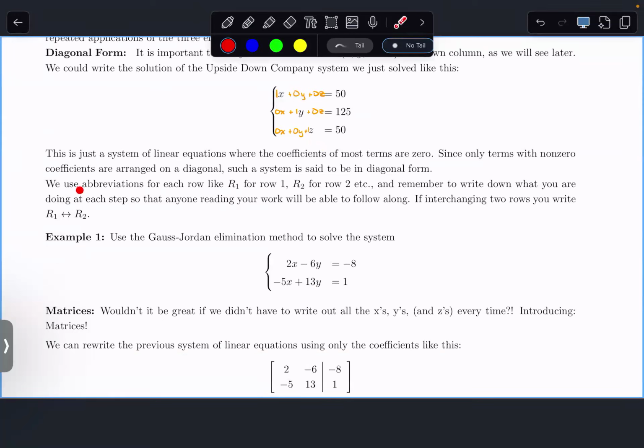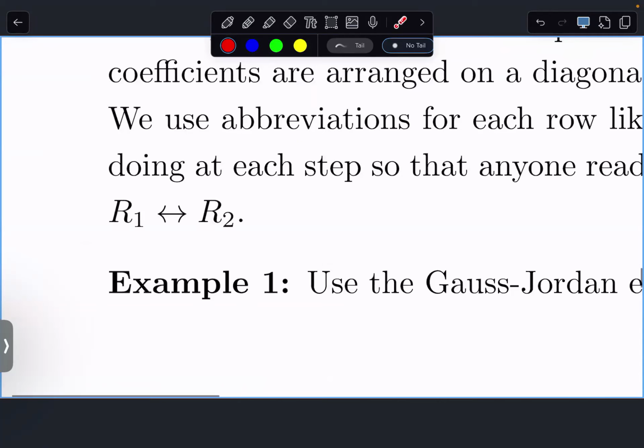To show your work, you're going to use abbreviations for each row, like R1 for row 1, R2 for row 2, et cetera. Just like we did earlier, we gave each equation a number, equation 1, equation 2, equation 3, so they were easier to refer to. Now we're going to work in the system, and I would prefer it if you called them row 1, row 2, row 3. You're going to write down what you're doing at each step. And if you're interchanging your rows, you use a double arrow, just swapping those rows.